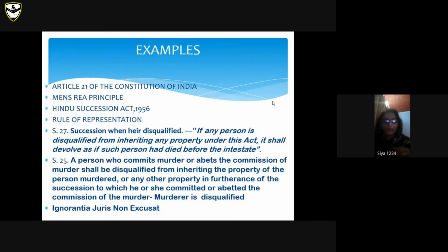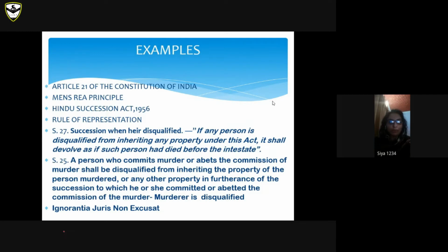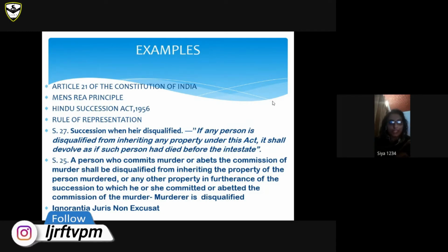Am I right? Okay. Then can you give any example, or any section, which is a deviation from this principle? Ignorantia juris non excusat. Ignorance of law is not at all an excuse. Can you give any section which you have gone through already? And I can give you one more clue. A deviation of this principle can be seen in IPC. Which section?